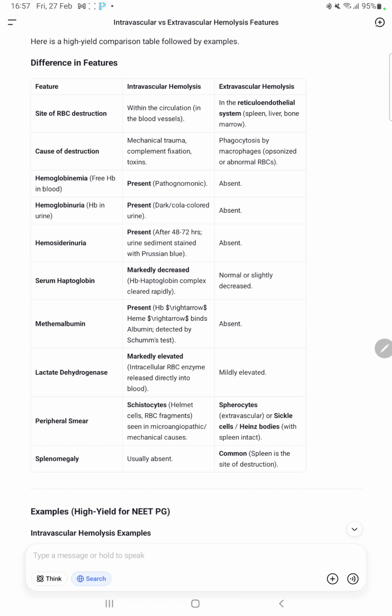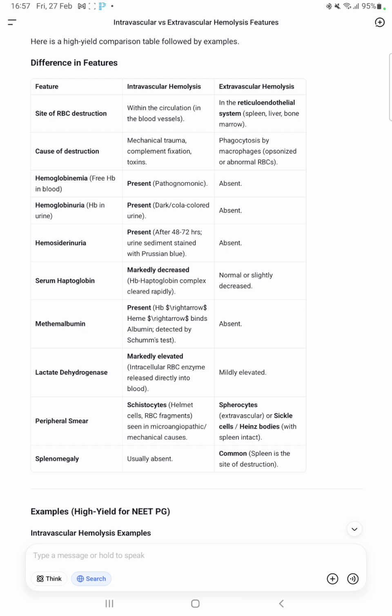Then the next is the examples and the difference between intravascular and extravascular hemolysis. Intravascular hemolysis, as the word suggests, takes place inside the blood vessel, while extravascular hemolysis takes place outside the blood vessel. Intravascular hemolysis presents with hemoglobinemia, hemoglobinuria, hemosiderinuria, and serum haptoglobin levels are markedly decreased, while the lactate dehydrogenase levels are markedly increased, and it will show schistocytes, helmet cells, or fragmented RBCs on peripheral smear.